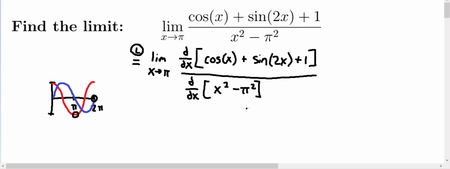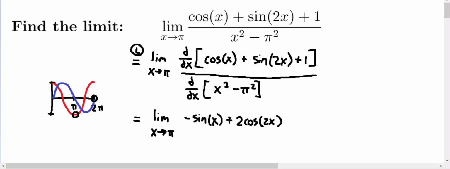And what I mean by derivative proper is in the sense that we're not using quotient rule on the entire thing. We're literally dividing the derivative of this by the derivative of that. So, performing these derivatives, we have derivative with respect to x of cosine of x is negative sine of x, plus this will be 2 cosine of 2x, and +1 goes to 0, so we're done with the derivative proper of the numerator. And now we look at the derivative of the denominator. This will be 2x, and minus pi squared is still a constant, so that's basically just 0.